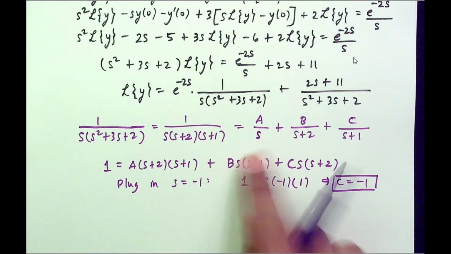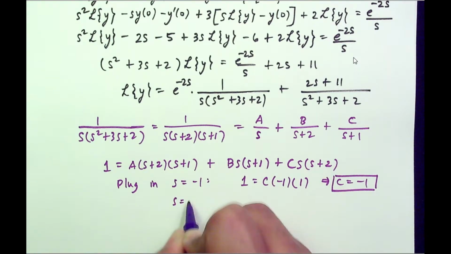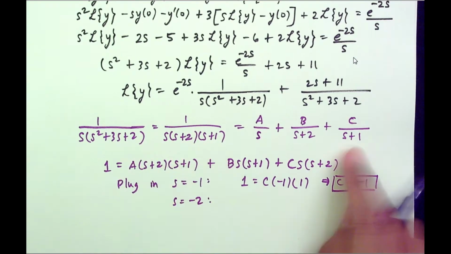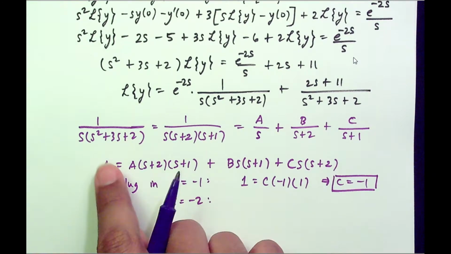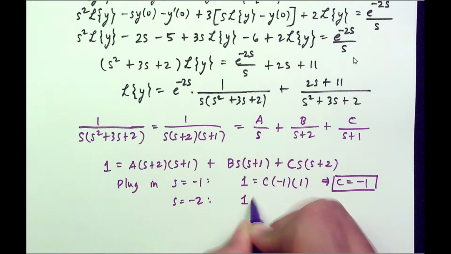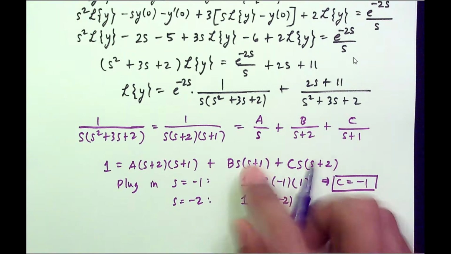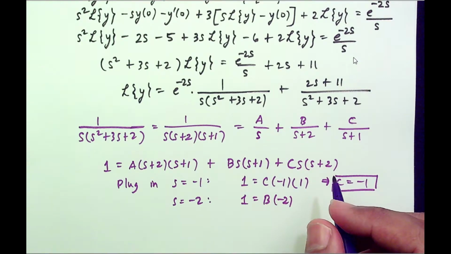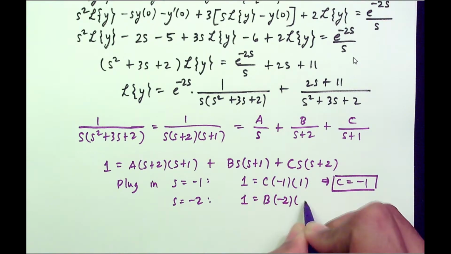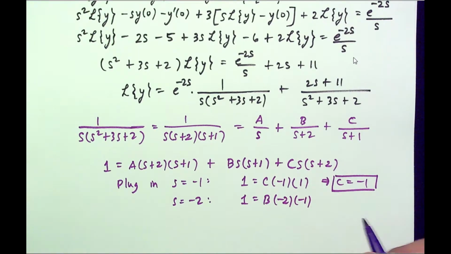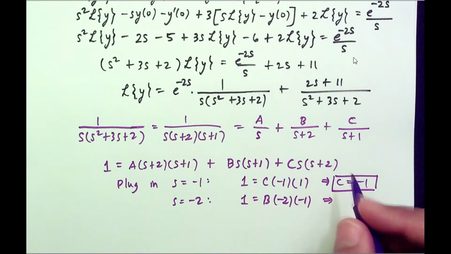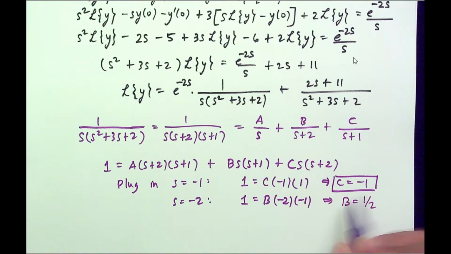Okay, c is -1. Now let's find out what this one is. So we're going to plug in s equals -2. That kills the first one, and that kills the third one. So you end up with 1 and then the middle one. So 1 equals b times -2, -2 plus 1, -2 plus 1 is -1. So you get then that 1 equals 2b, and dividing by 2, you're going to get that b equals 1/2.